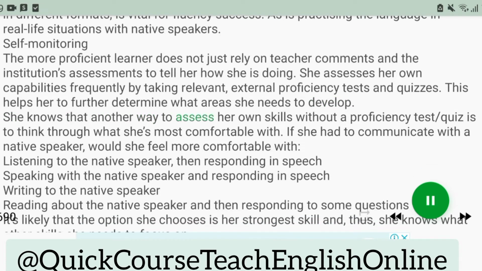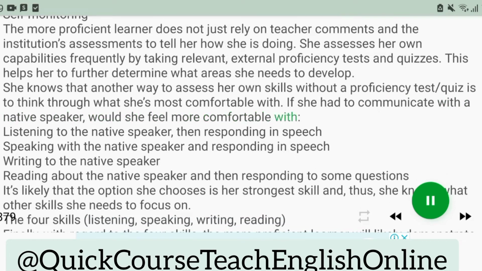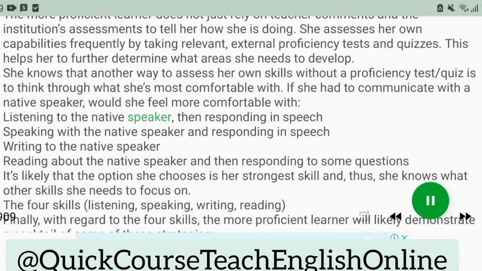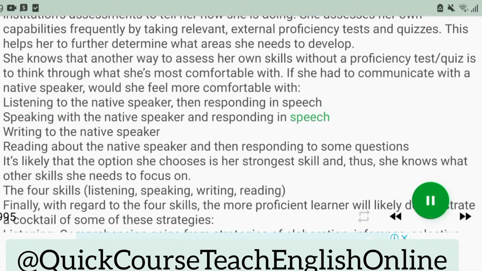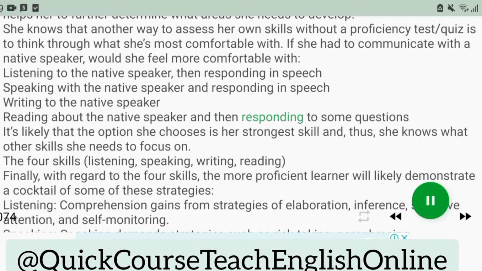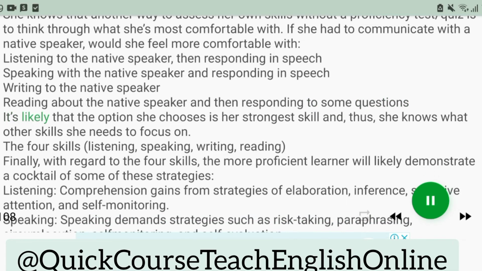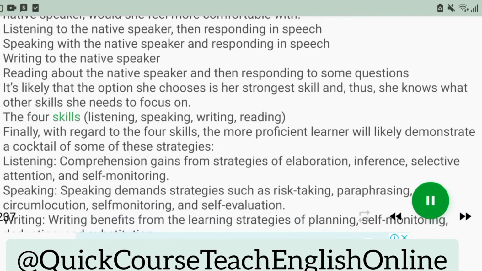She knows that another way to assess her own skills without a proficiency test or quiz is to think through what she's most comfortable with. If she had to communicate with a native speaker, would she feel more comfortable with listening to the native speaker, then responding in speech? Speaking with the native speaker and responding in speech? Writing to the native speaker? Reading about the native speaker and then responding to some questions? It's likely that the option she chooses is her strongest skill and, thus, she knows what other skills she needs to focus on. The 4 skills: listening, speaking, writing, reading.